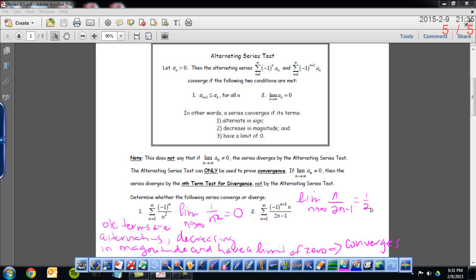So what that means is that the terms are approaching 1/2, so eventually you're going to continue adding up 1/2 plus 1/2 plus 1/2 plus 1/2 forever and ever. So therefore, this series diverges. Because the nth term does not approach 0, this series diverges by the nth term test. All right, it's pretty straightforward.